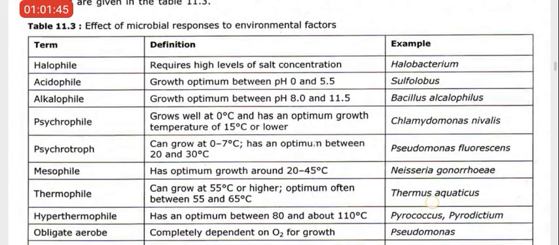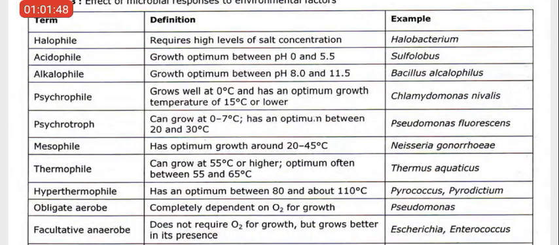Halophile, acidophile, alkalophile, psychrophile. Psychrophile grows well at 0 degrees Celsius and has an optimum growth temperature of 15 degrees Celsius or lower. Halophile requires high levels of salt concentration. Acidophile growth optimum is between pH 0 and 5.5. Alkalophile growth optimum is between pH 8 and 11.5.